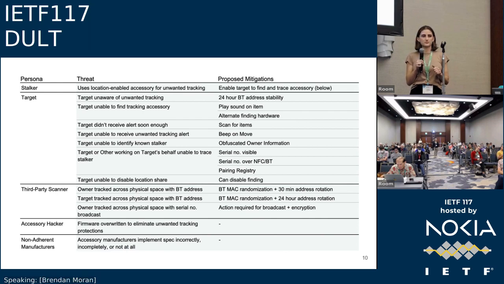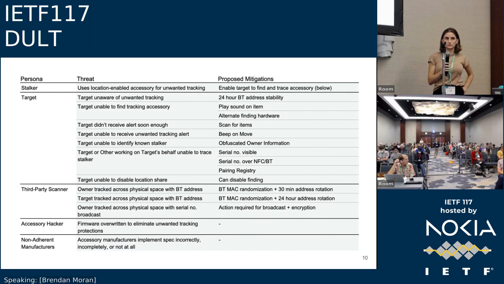I bring this up because this is a real example of something that happened with a certain shoe manufacturer's fitness device. That was a real problem, and the design has evolved because of that. Yeah, and I think we want to make sure that anything that comes out of this doesn't ignore that.